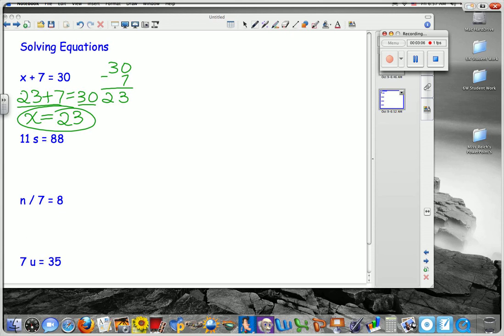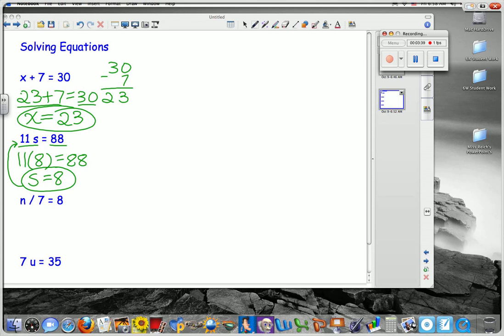In my next example, we have 11 times s is equal to 88. What times 11 equals 88? Well, I know that 11 times 8 should give me 88. So therefore, s is equal to 8. That is the value that when plugged back in here makes this equation true.